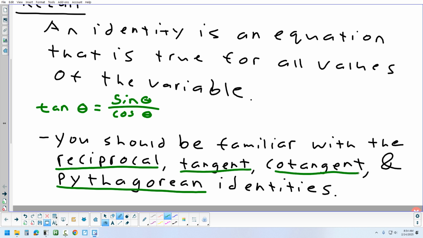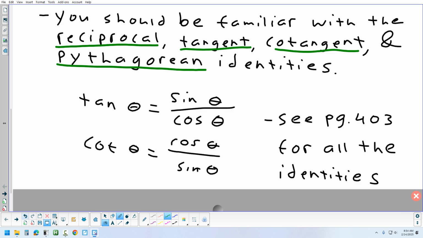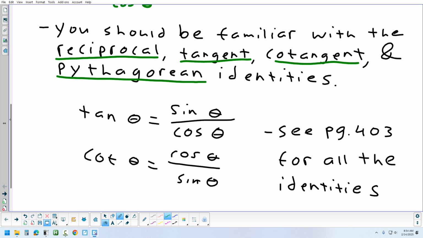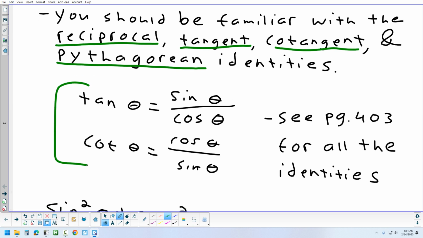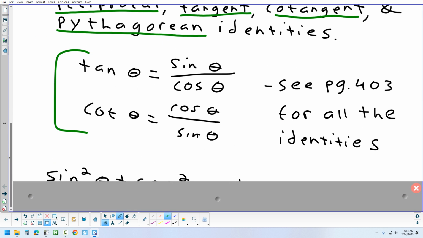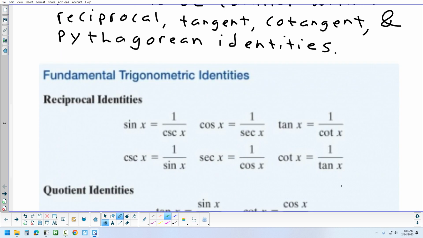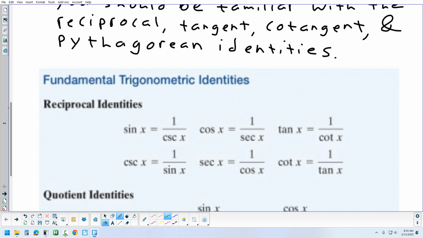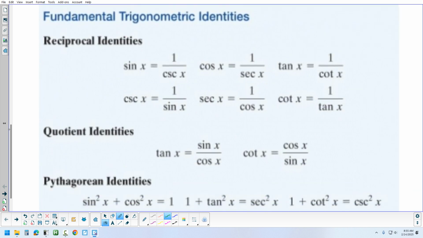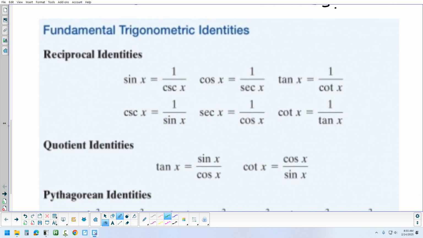The ones we haven't done yet are the Pythagorean identities. Right, so I'm going to write those down. There's the tangent and cotangent. I just wrote those above. Okay. Page 403 has all the different identities that we've talked about so far. So there's all the identities we've done so far. Reciprocal, the quotient identities known as the tangent and cotangent, but it's the Pythagorean identities that I have not given you yet. Okay, so these are new, and we want to write these three down.